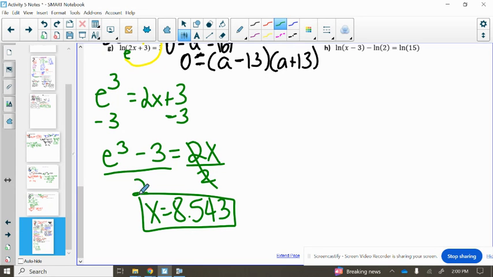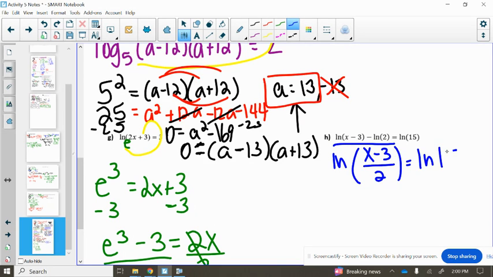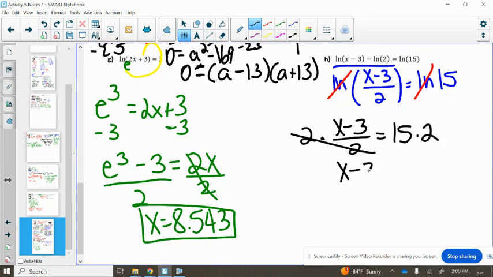On the last one, we also need to condense to start. Notice there's 2 ln's on the left-hand side. We can combine those two using some division. Now on this particular problem, once we get these ln's condensed, there's 1 on each side that we can just cancel out. So we have x minus 3 divided by 2 equals 15. Both sides get multiplied by 2. x minus 3 equals 30. Add the 3 over to get our final answer.